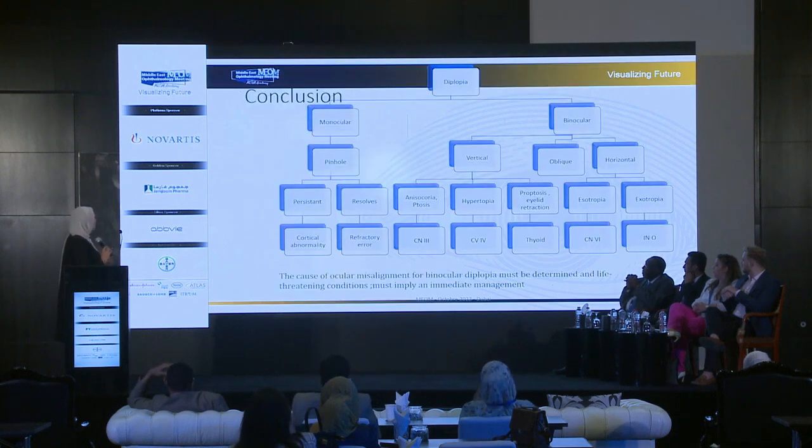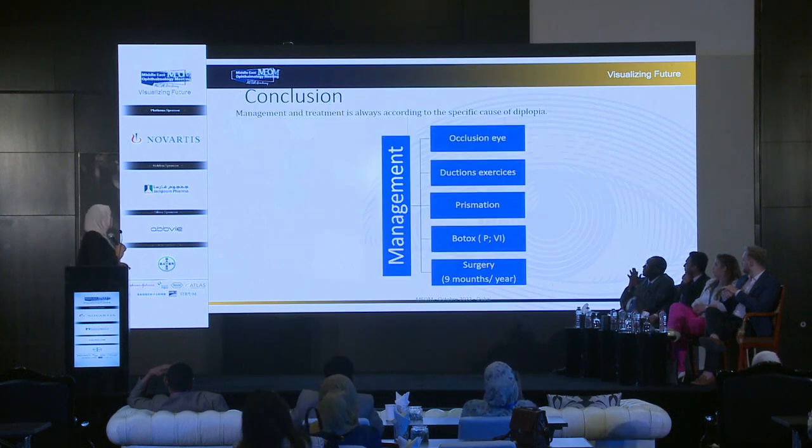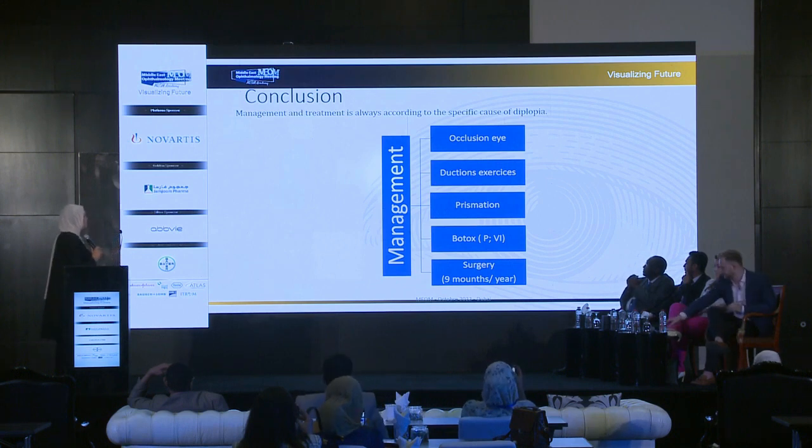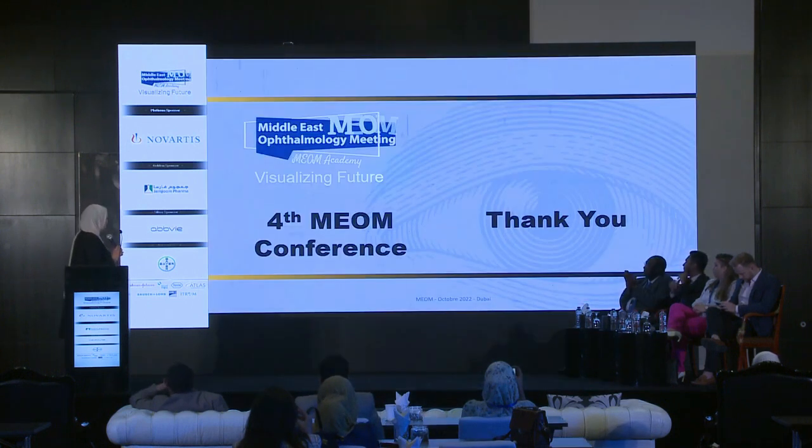In conclusion, in cases of ocular misalignment, binocular diplopia must be determined, and any life-threatening condition must imply immediate management. Management and treatment is always according to the specific cause of diplopia. It can be occlusion, eye duction exercise, prismation, Botox, or surgery. The goal of the orthoptic management of diplopia is to create the largest and most central area of single binocular vision. Thank you.